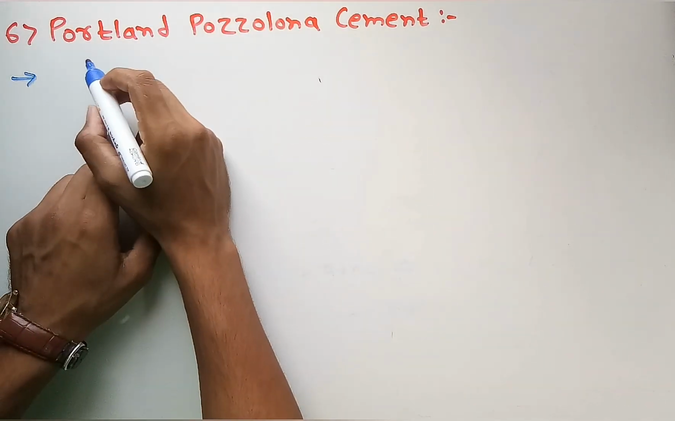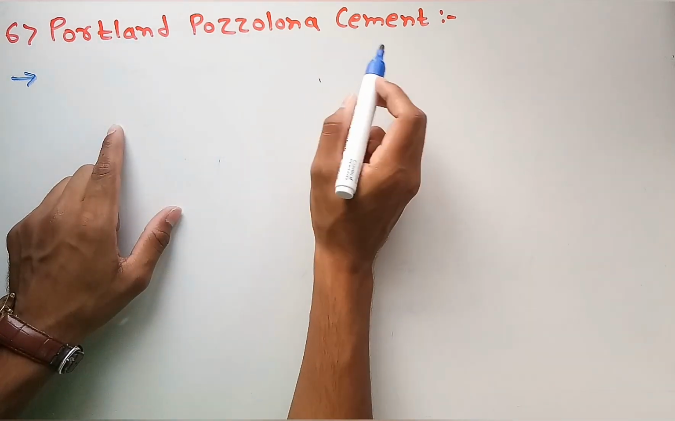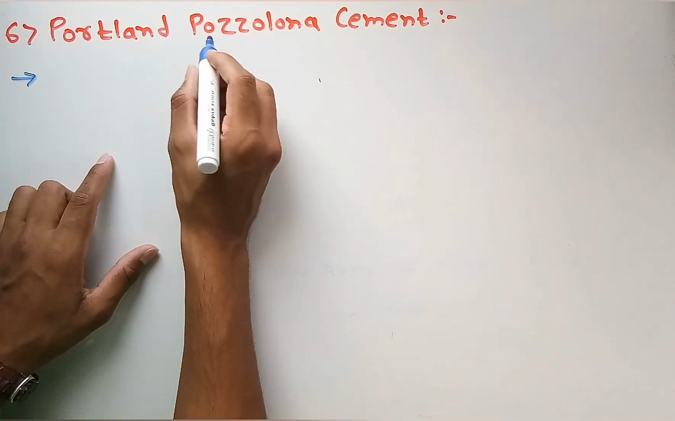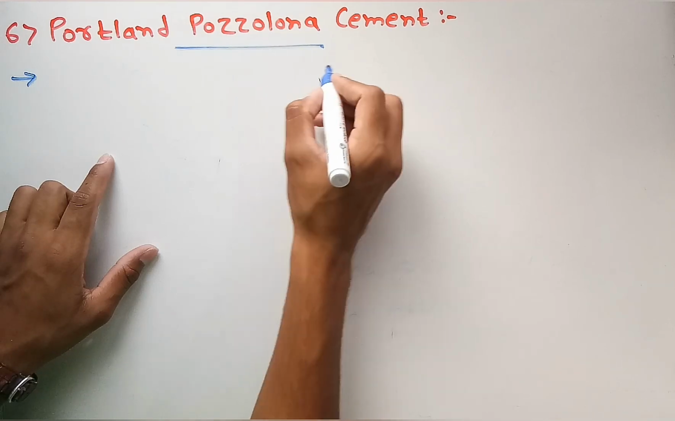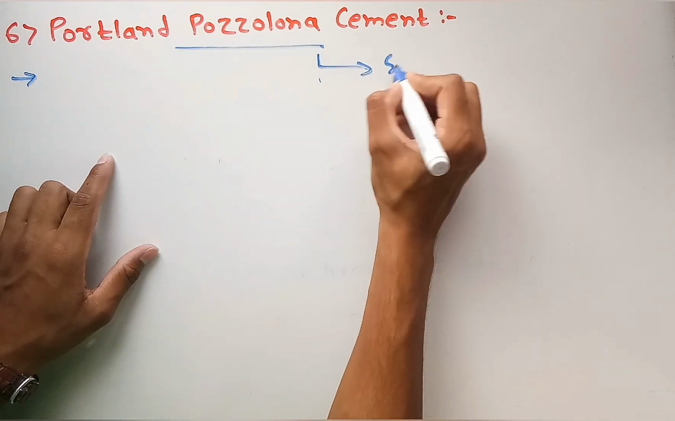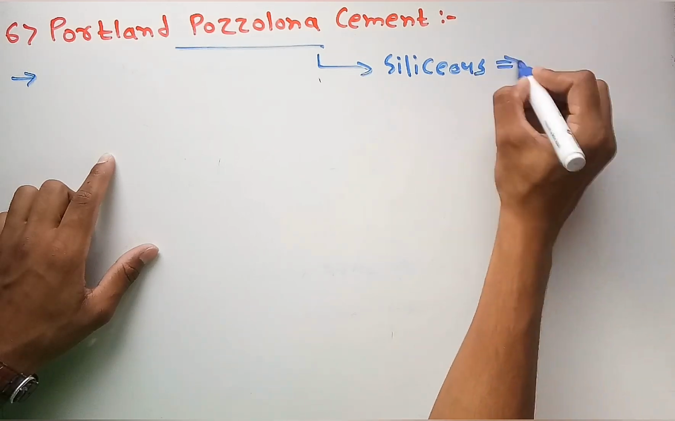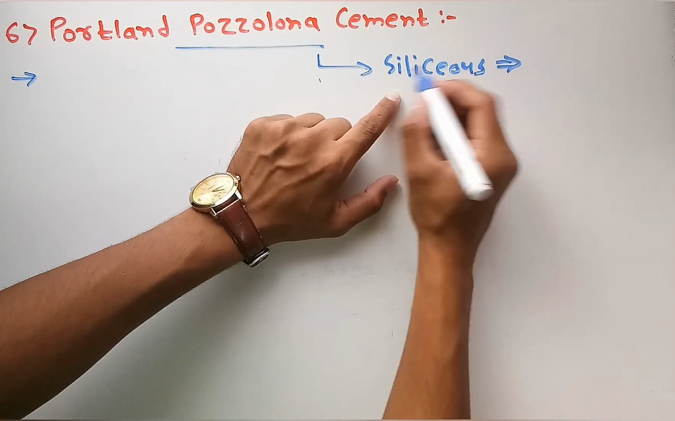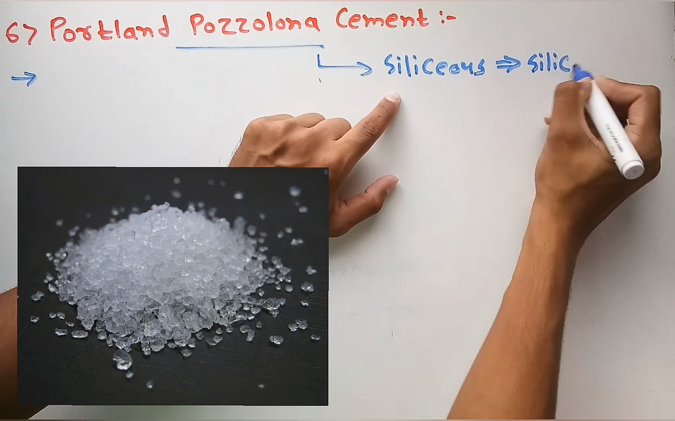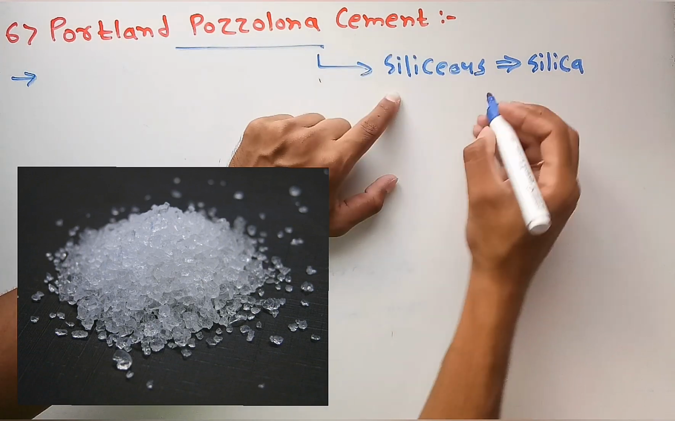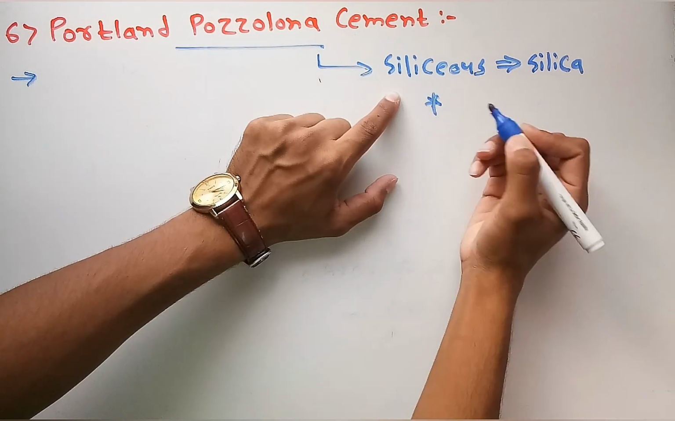Our sixth type is Portland pozzolana cement. Initially we will see what is meant by pozzolana. Pozzolana is basically a siliceous material. That means it has silica as the main constituent compound. And when it is used alone, it does not have any cementitious property.